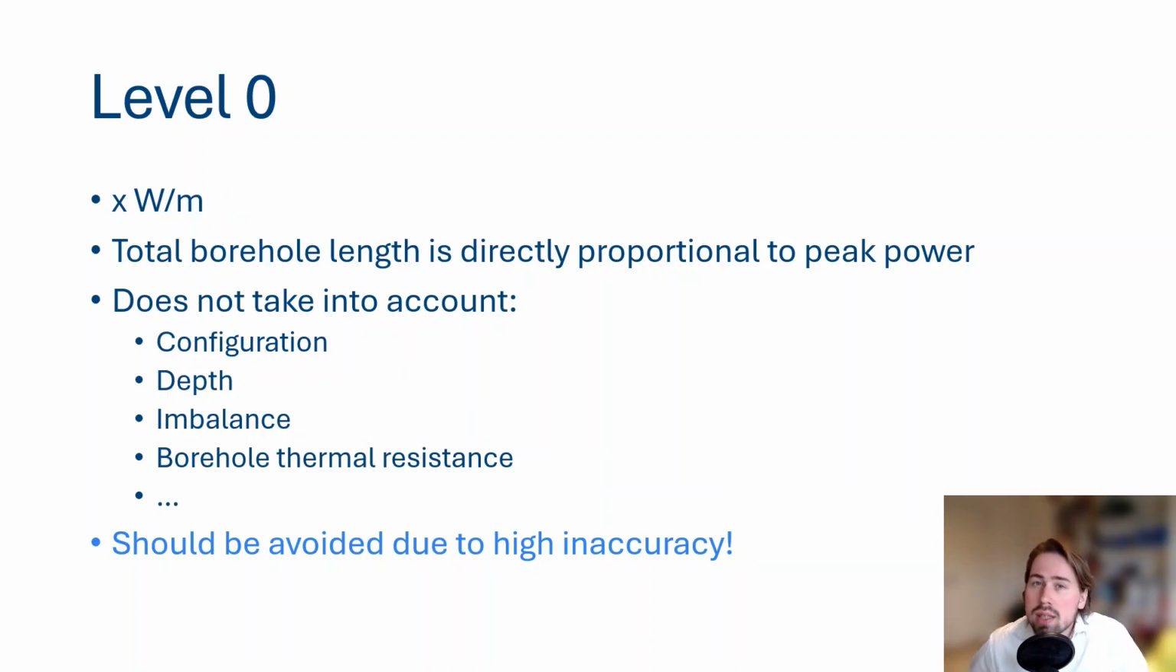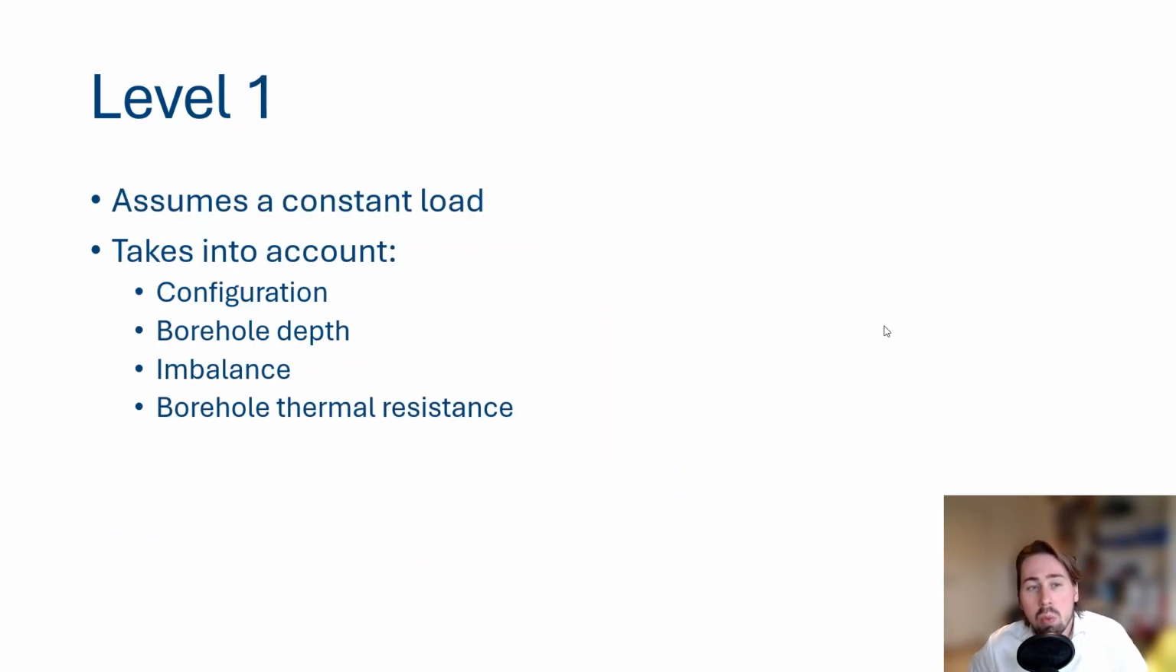The other methods do take into account the configuration, and we start with the L1 method. What we do there is assume a constant load. We take the yearly demand for heating and cooling, or for injection and extraction, and average it out into a constant load. So we assume that we apply a constant load for a whole simulation period on the ground, and then we can take into account, using concepts like the G function, which we talked about earlier, the configuration and the borehole to borehole interaction. We can take into account your borehole depth because it influences the G function. We directly take into account the imbalance because the imbalance leads to the constant load. We take into account our borehole thermal resistance.